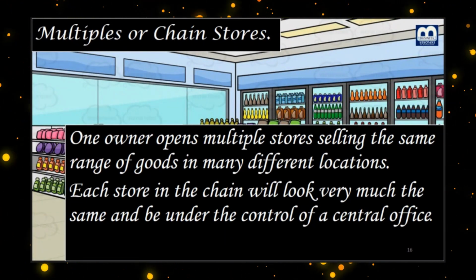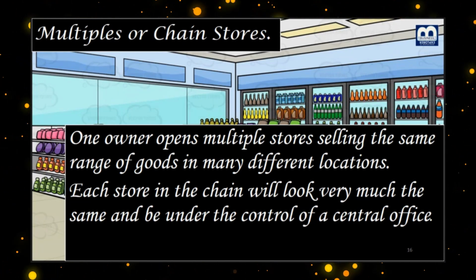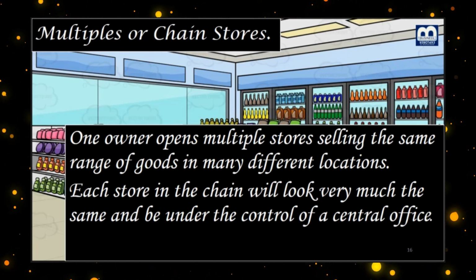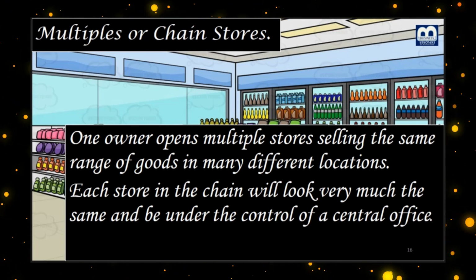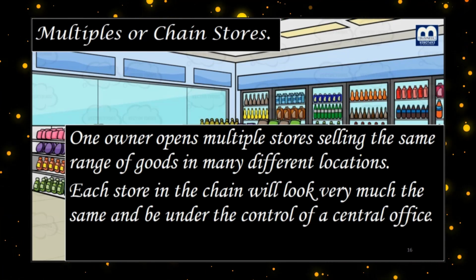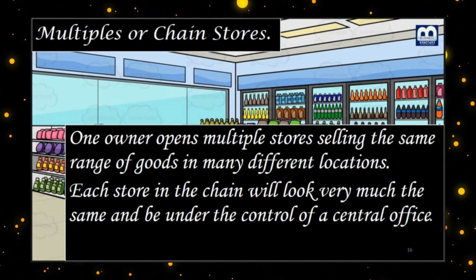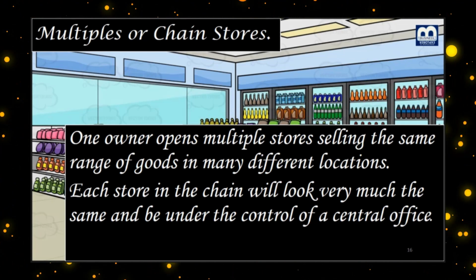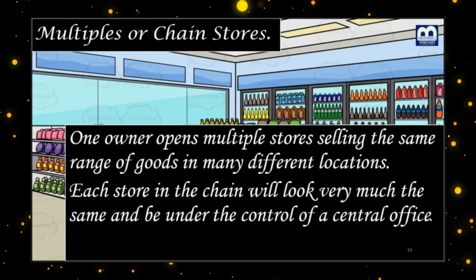Each store in the chain will look very much the same and be under the control of central office. These stores will have a standardized product range, pricing strategy, store fronts, store layout, staff uniform, staff training, wages, and conditions of work. Chain stores may specialize in all sorts of product lines such as menswear, children's clothing, ladies' clothing, shoes, food, domestic appliances, sportswear, books, and toiletries.